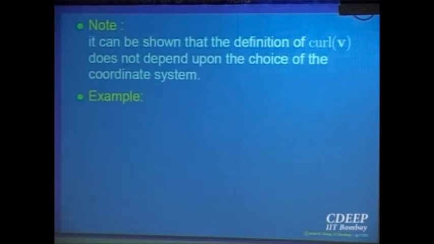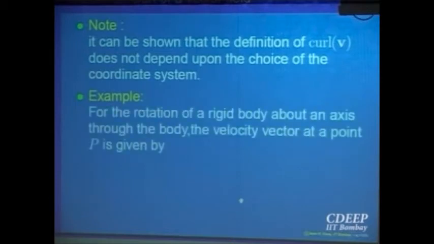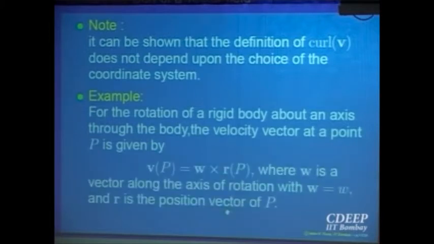Let us look at some examples to illustrate this point. For the rotation of a rigid body about an axis through the body, consider the velocity vector at a point P. So imagine a body is rotating about an axis, and that axis is passing through the body, and P is a point on the body. So we saw that the velocity vector v of this body is given as w cross r, where w is a vector.